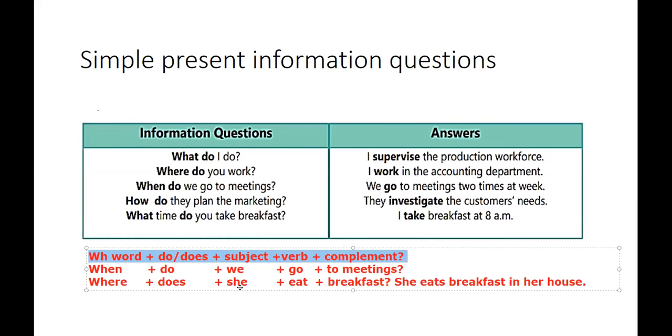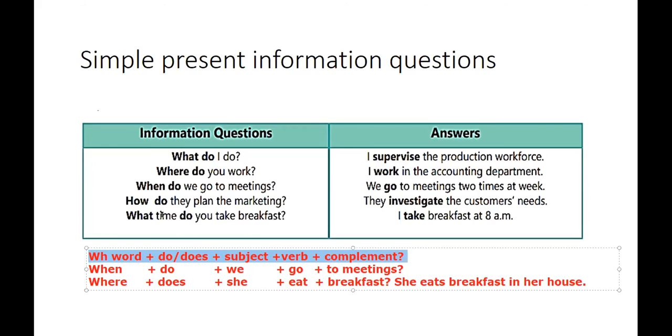Cuando ocupamos WH word de what, lo que sigue siempre tiene que ser algo, no el do. Porque estaba revisando la pregunta. O sea, en la pregunta que veo, una information question, dice, what time do you take breakfast? I take breakfast at 8 a.m. So I'm asking for the time. In this case, what happens is that I'm using the word time.